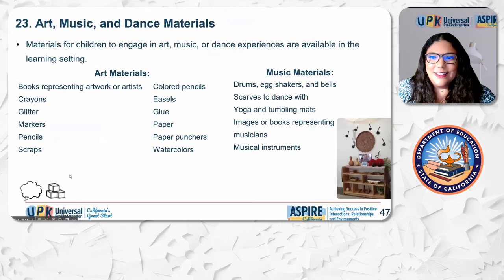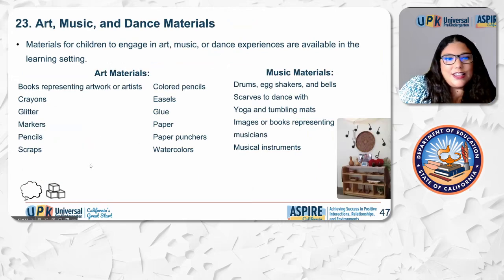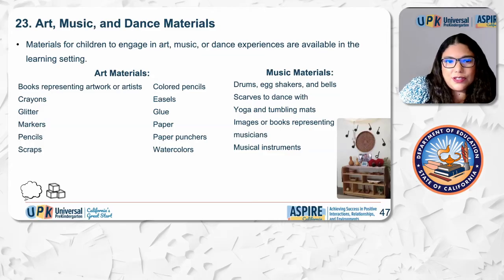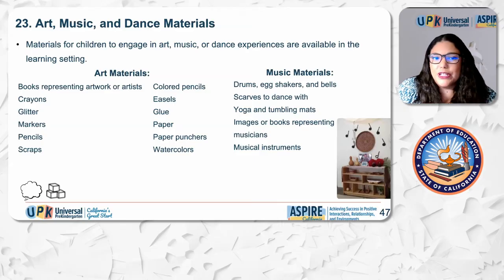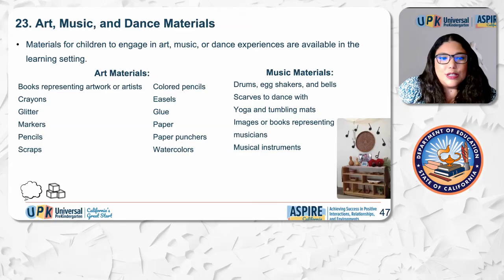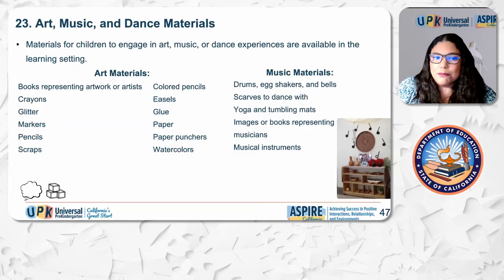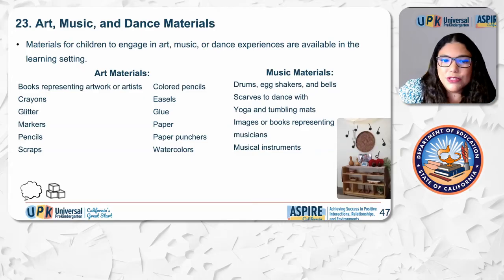Okay, next slide. Item 23, art, music, and dance materials. So these materials give children essential opportunities to express themselves creatively. Materials like crayons, paints, easels, markers, drums, bells, scarves, and musical instruments allow children to explore sound, movement, color, and form.